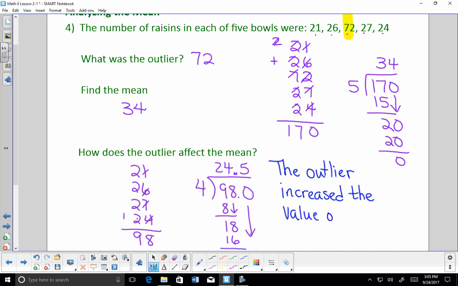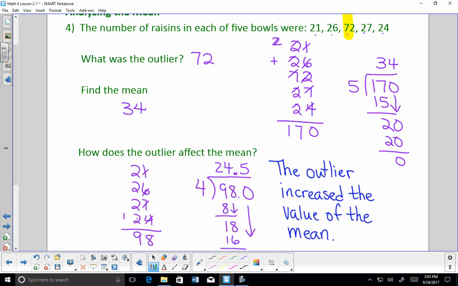If you look at it and think about it, if my outlier is much larger than all of my other numbers, then it's going to make the mean get bigger. If my outlier is much smaller than all my other data points, it's going to make my mean get smaller. So if my outlier is much larger, my mean goes up. If my outlier is much smaller, my mean goes down. And that's what we mean by looking at something and analyzing how an outlier can affect your mean.